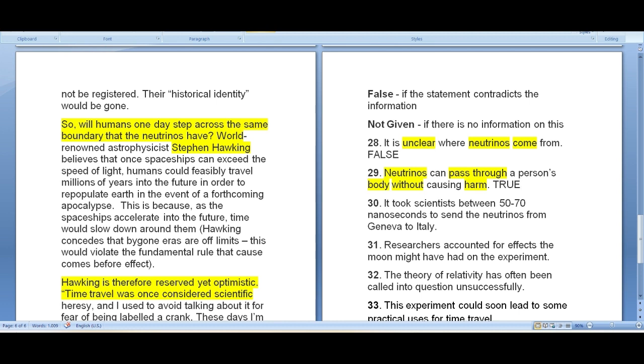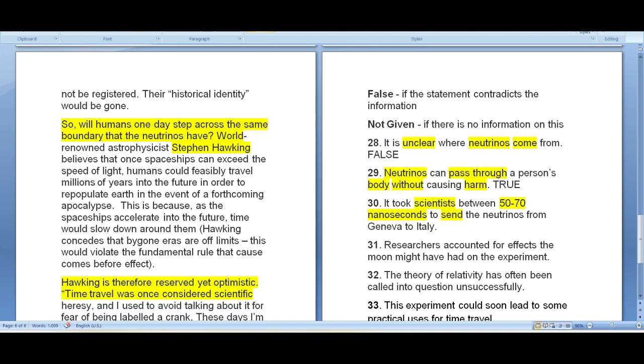It took scientists, that's important, not somebody else, between 50 to 70, that's important too when you see numbers, nanoseconds to do what? We want that because it might have taken scientists 50 to 70 nanoseconds to do something different, but so we need the action. That's why I'm telling you, don't get confused by words or the same numbers. You have to see the meaning behind it.